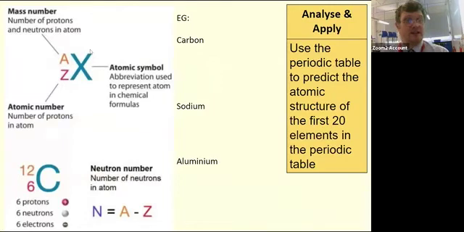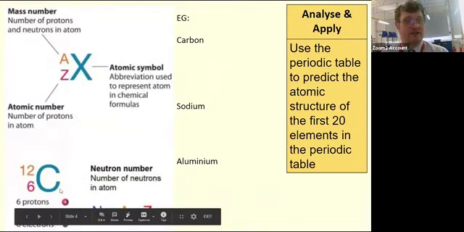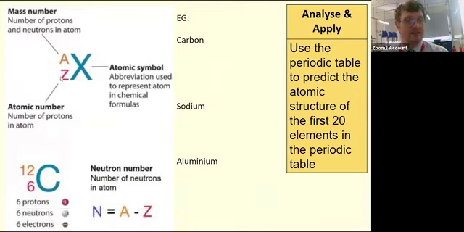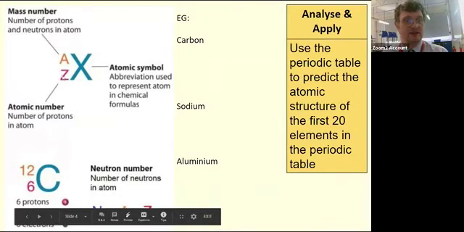Here is the way they're set out. They've got an X with a symbol like C for carbon. They've got a number up here, which is their mass number, like 12 in carbon's case. And they've got a number here, which is their atomic number, which is 6 in carbon's case. This 6 tells you there are 6 protons. The atomic number tells you the number of protons.